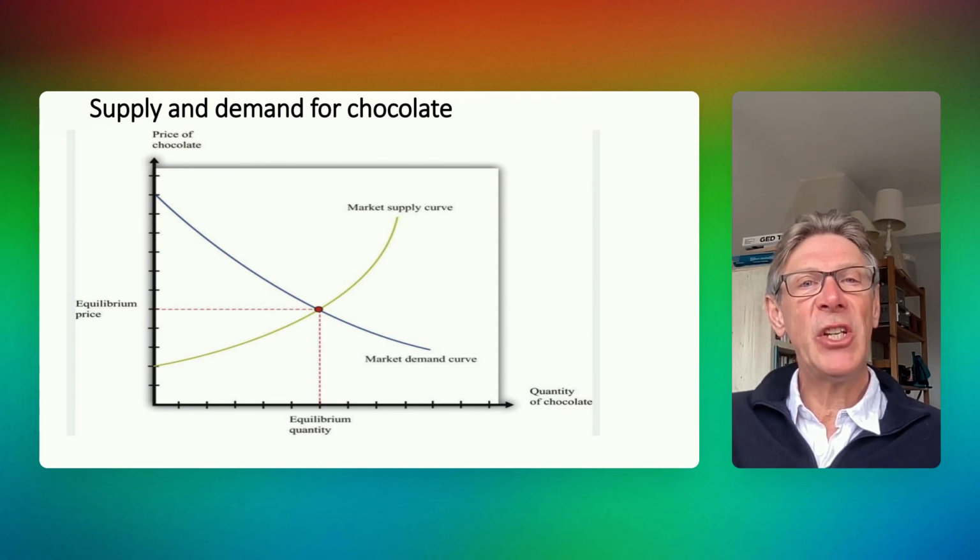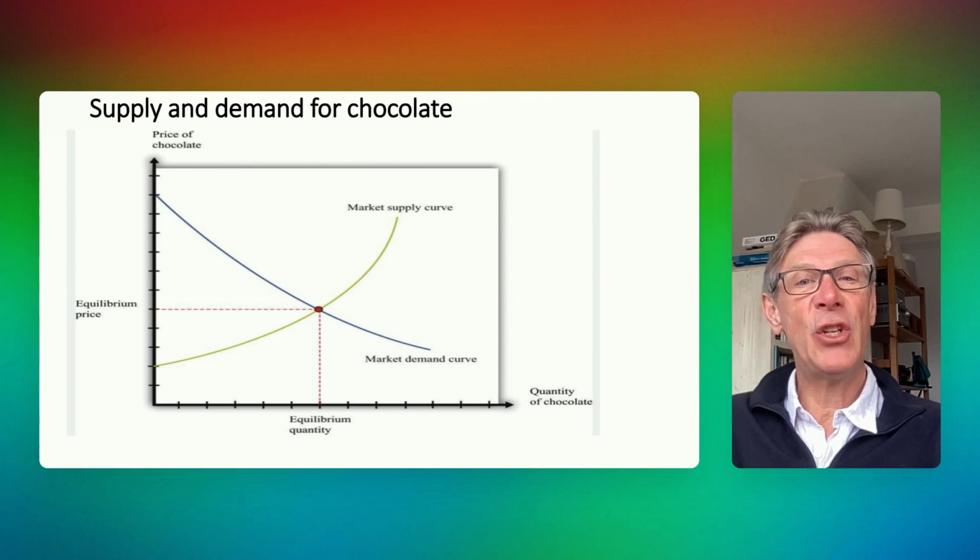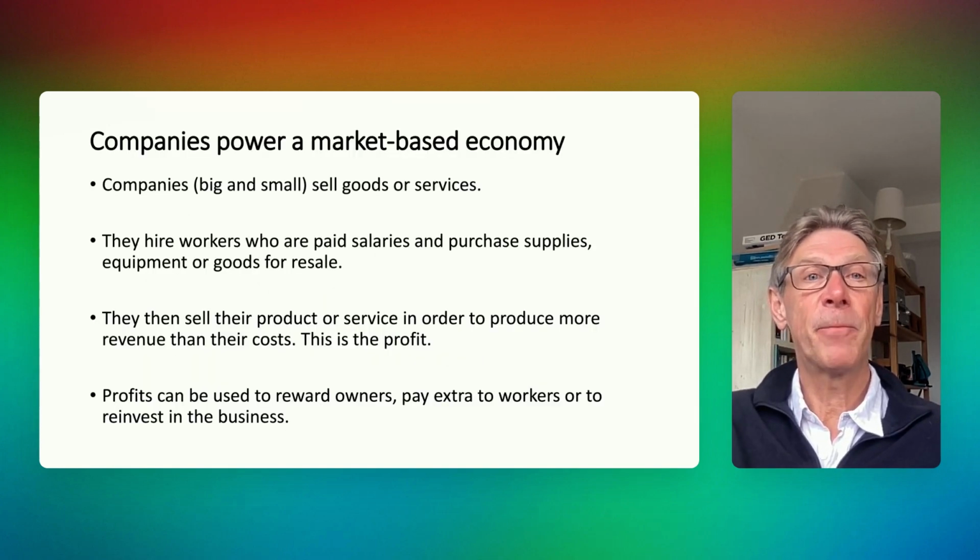Where that red dot is will vary because tastes change. The cost of producing chocolate might change. And so the supply and demand for the price of chocolate will go up and down over time, depending on other factors.